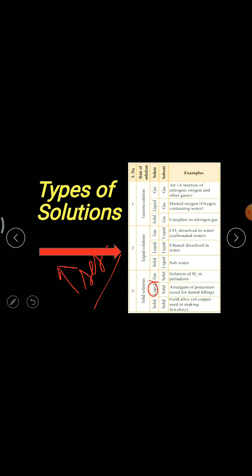When it is liquid in solid, the example is amalgam of potassium. When it is solid in solid, the example is gold alloy or any metal alloy.